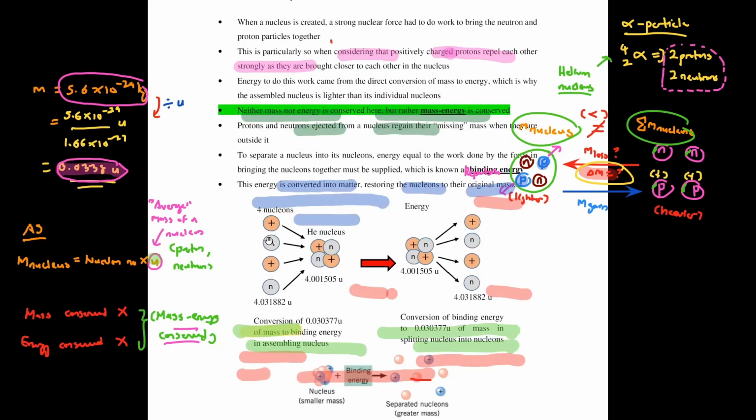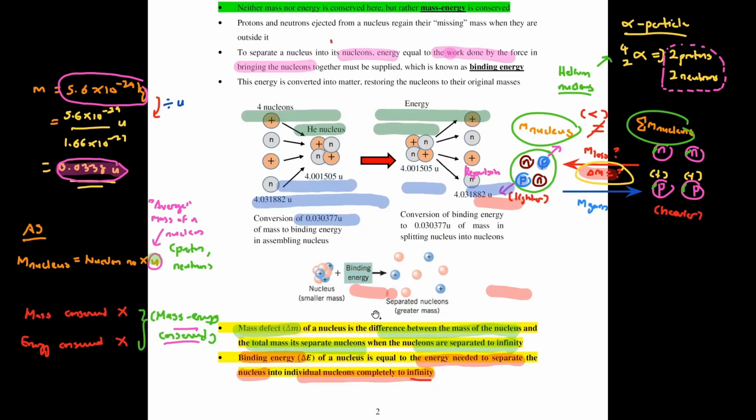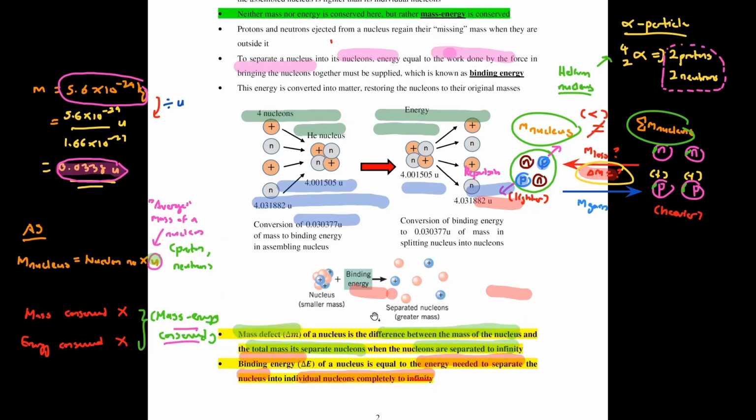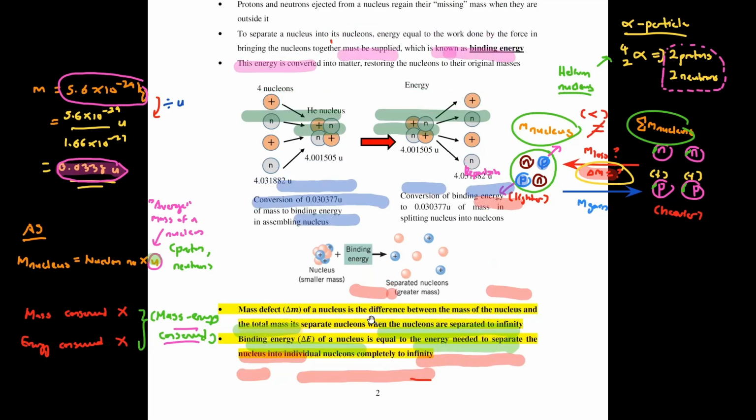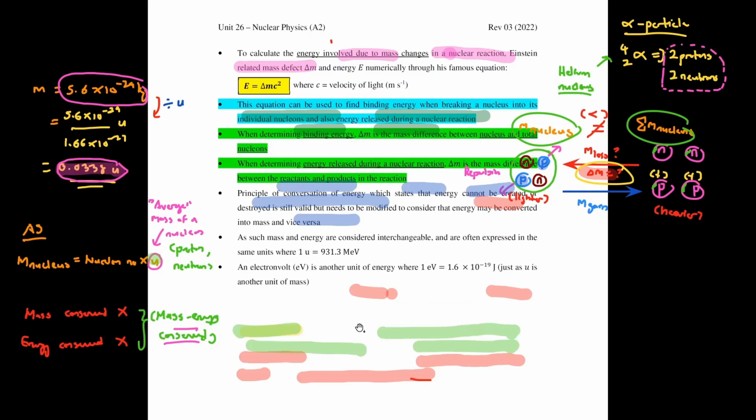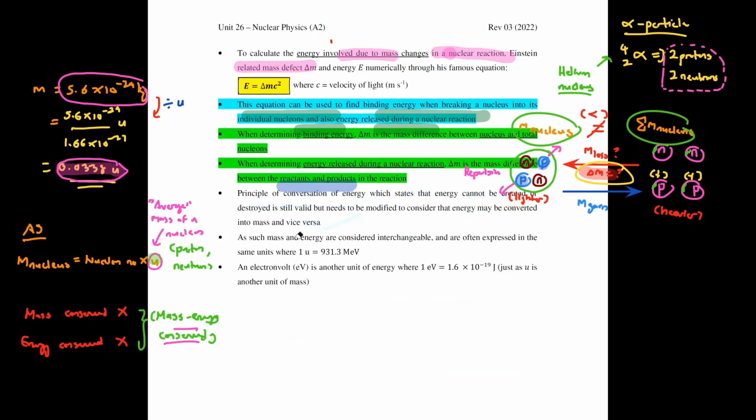Okay, now we know that when you combine nucleons into a nucleus, it involves energy, it involves work done, it involves mass changes. If you want to calculate that energy associated with the mass change, you would use a very particular equation that was actually proposed by Einstein. If you wanted to calculate the energy involved due to mass changes, there's a very specific equation you would use.